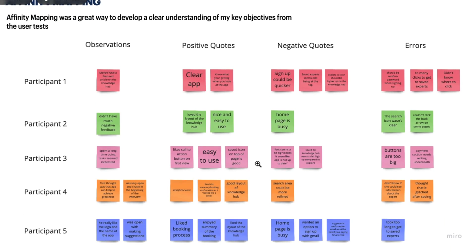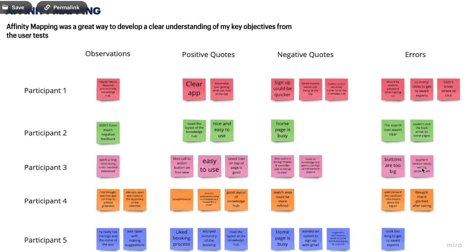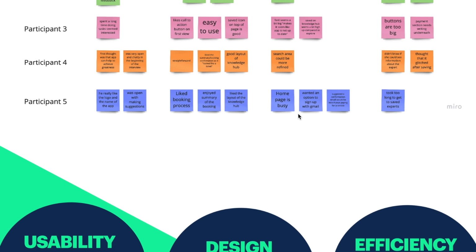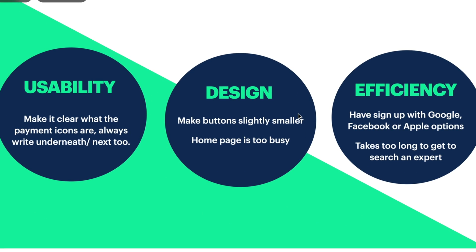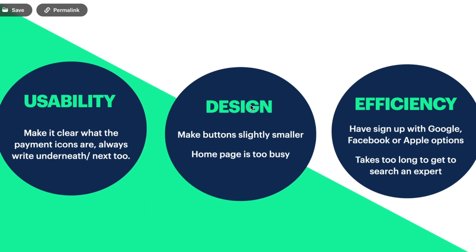Here we've got the affinity map, the result. So you can see we've got observations, positive quotes, negative quotes, errors. The errors being the main important ones to look at here, and obviously the negative quotes. So these are the ones I picked out as very important that needed to be changed within the app. A lot of the participants brought them to my attention.